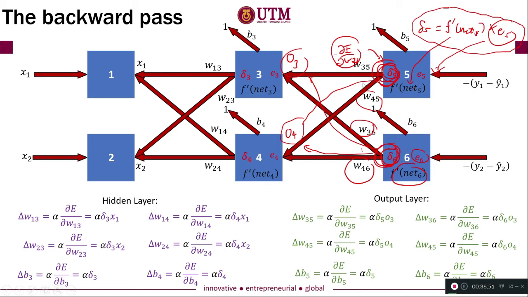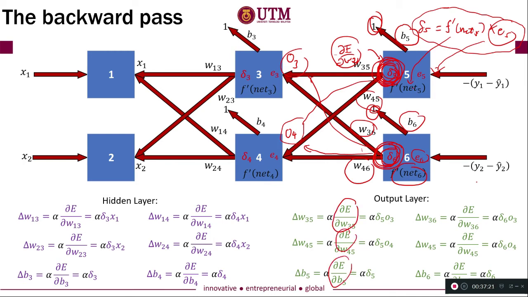It depends on which arrow is connected to which neurons. Same goes to the bias. To find this one, you must multiply this delta 5 with 1 over here. So that is in general how we compute each and every del E here.